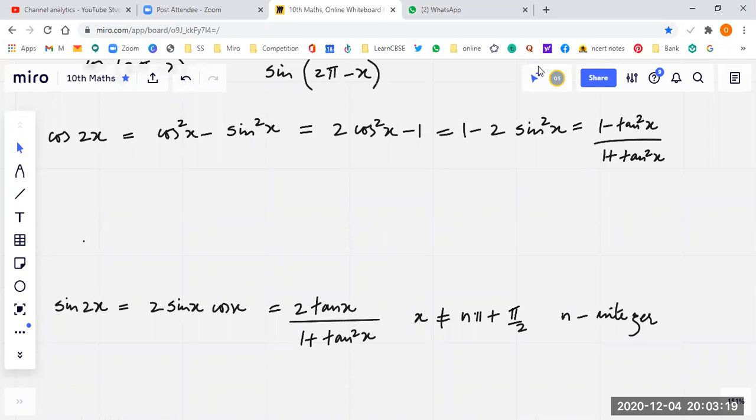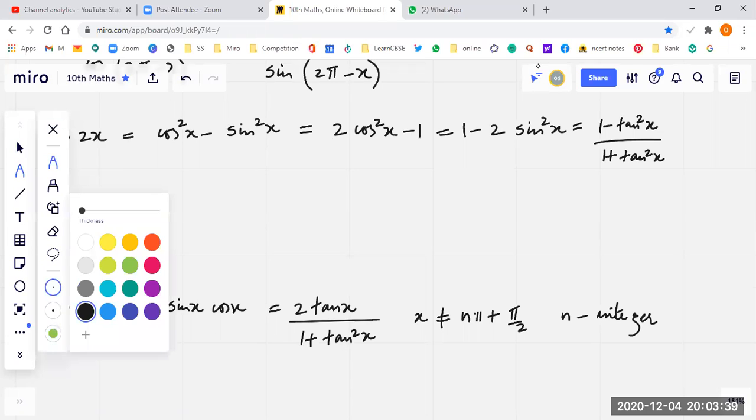I'm going to derive all the identities. So cos 2x is equal to cos square x minus sin square x, is equal to 2 cos square x minus 1, is equal to 1 minus 2 sin square x, is equal to 1 minus tan square x by 1 plus tan square x. How are we able to prove it? So see that, students, the left hand side, right?